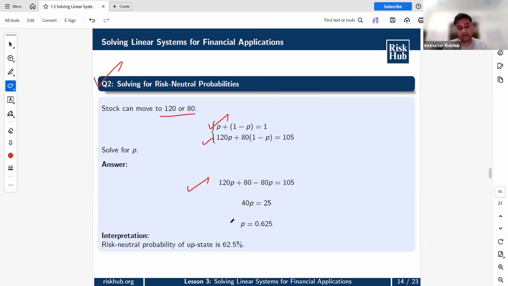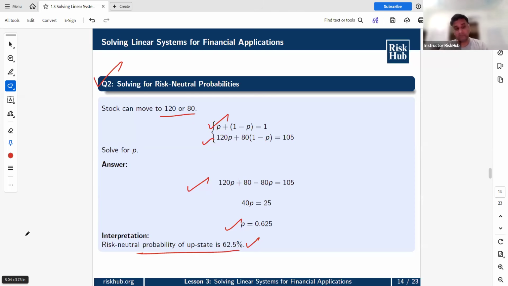You're solving it and you are getting P equal to 0.625. The risk neutral probability of the up state is 62.5%. Again, this is not your real world probability. This is your risk neutral probability. There is a huge difference, right? Please understand, real probability is what the market believes may happen, right? Risk neutral probability is the mathematical probability making the discounted expected price consistent with no arbitrage, right?